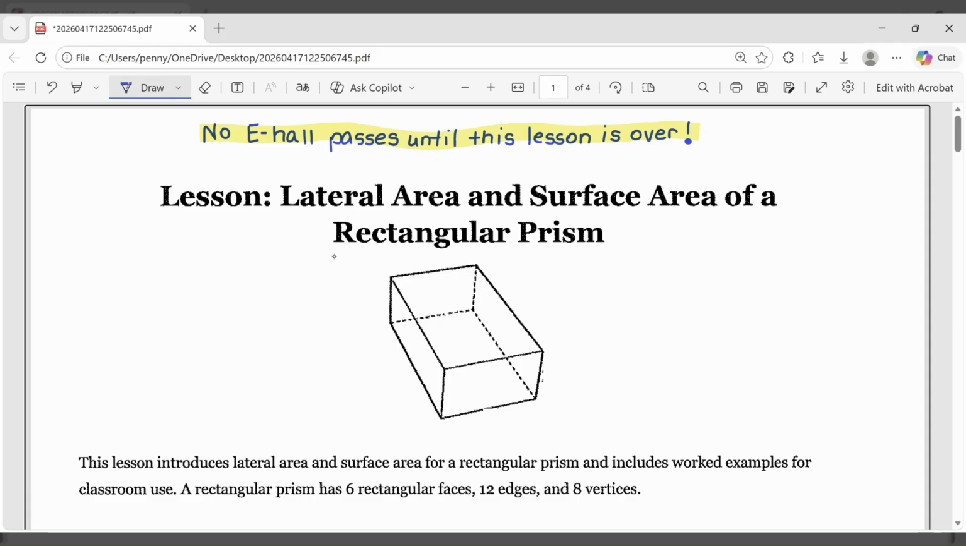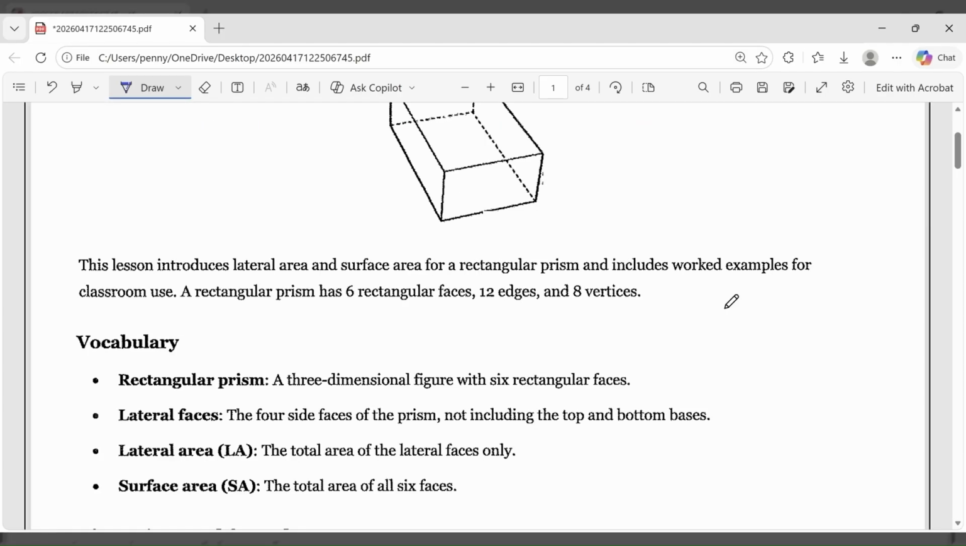So in geometry, we talked about lateral area and surface area. Today we're going to focus on the rectangular prism, and this is anticipation for a project that we have coming up, our end of the year project where we'll be looking at different shapes.